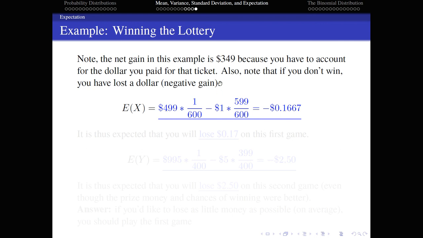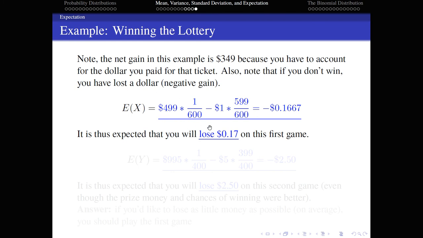Nope, and I see I have a typo here. It says $349. That's not true. It's $499. And it's because we had to pay that $1. So when I type out the expected value of the first game, I'm getting about, give or take, 17 cents. So I'm going to lose about 17 cents on average every time I play that game.